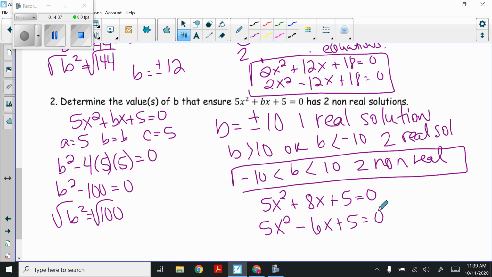So set the discriminant equal to 0, solve it, that gets you where you're going to have one real solution. If the number is bigger than your positive that you get, or smaller than your negative that you get, those give you your real solutions. Numbers in between the two that you get would give you your non-real or your imaginary solutions. So that wraps up section 2.6.